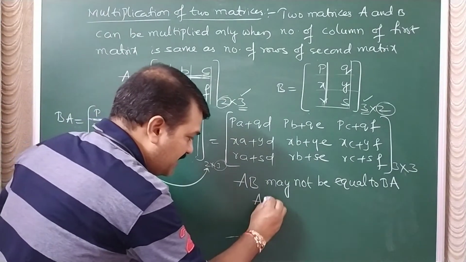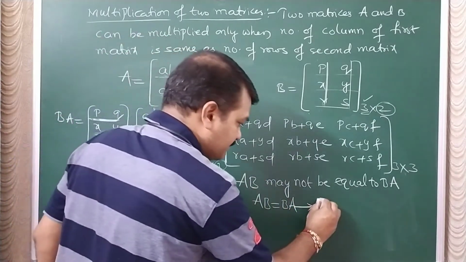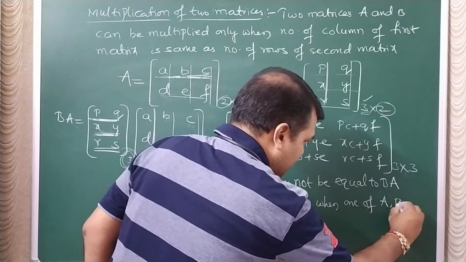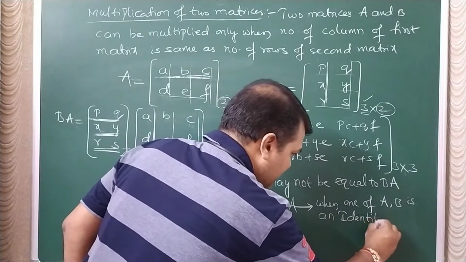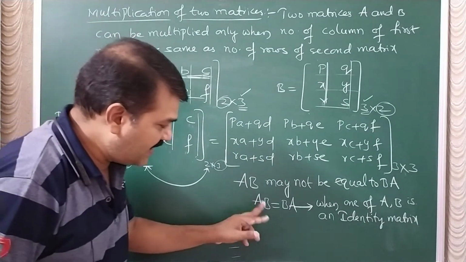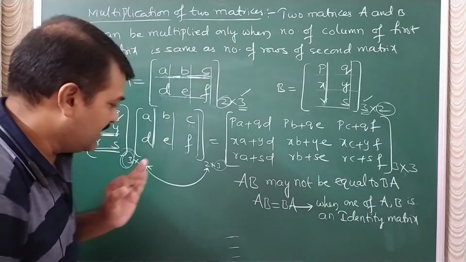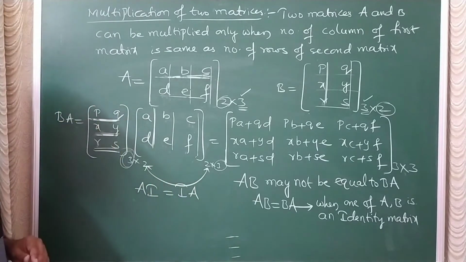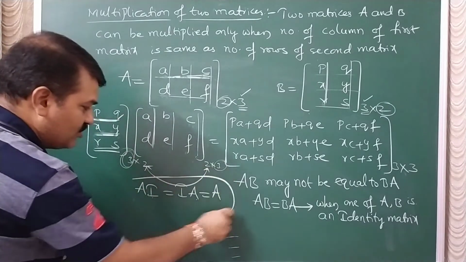So when will AB be equal to BA? Basically AB will be equal to BA when one of A, B is an identity matrix. So this is the basic principle you can remember. When one of the matrices in A and B is an identity matrix, then this rule will be definitely applicable. That means A into I is equal to I into A. This is correct only. Because A into I or I into A, this will be equal to A only. This is the rule you have to remember.